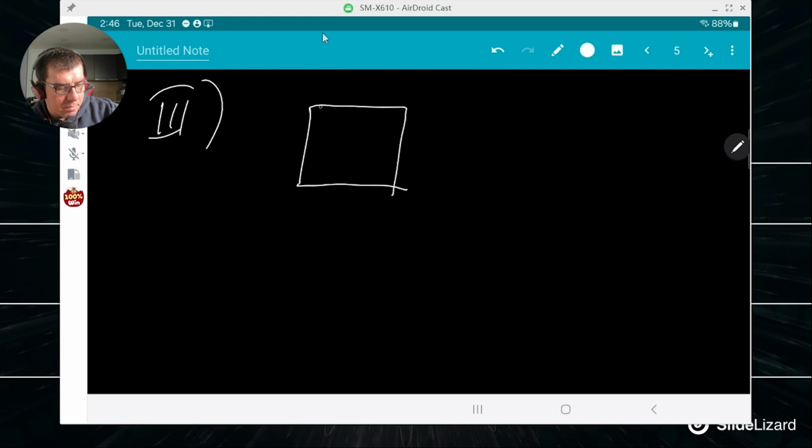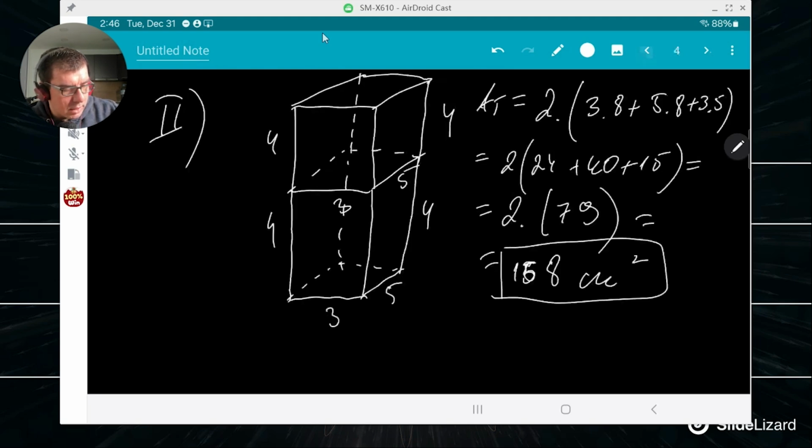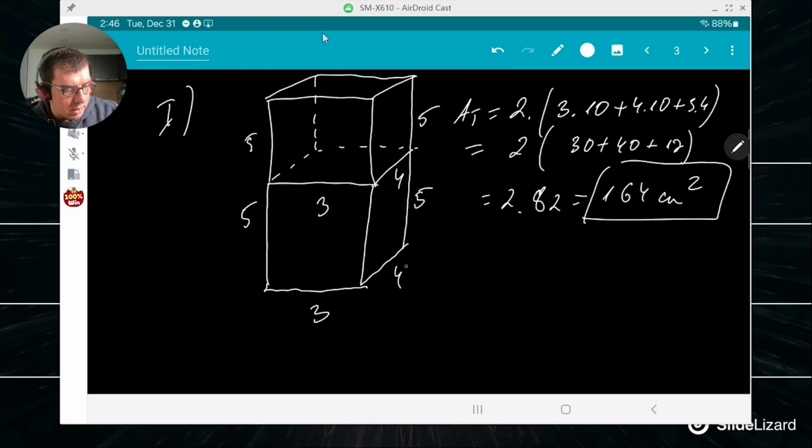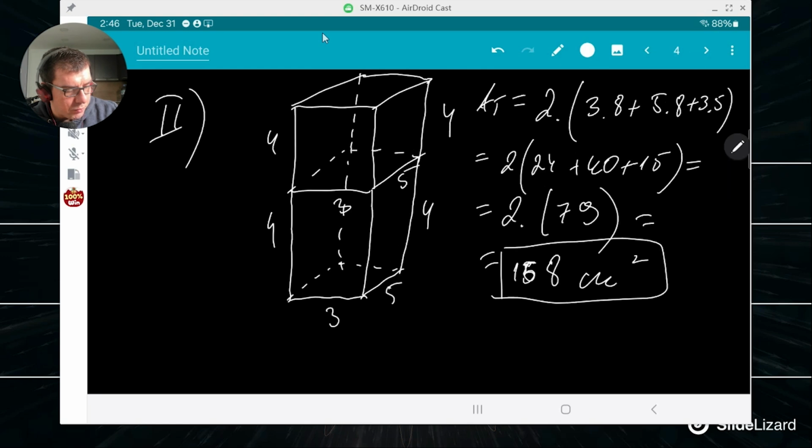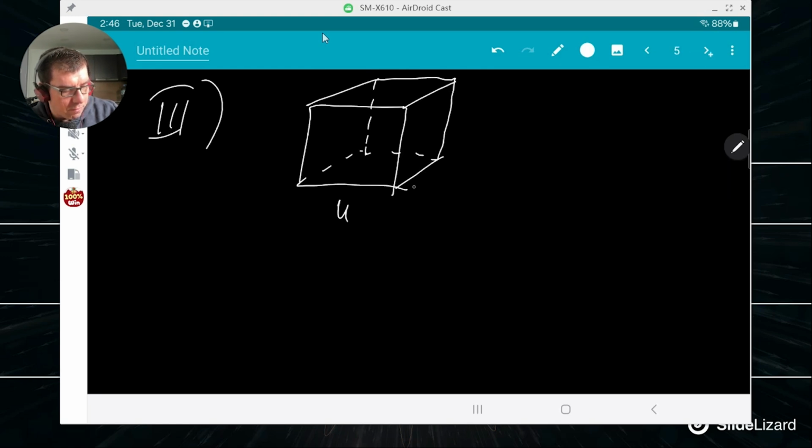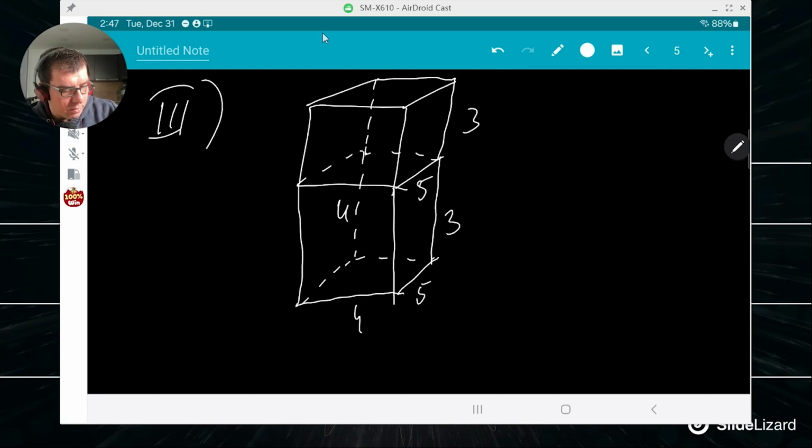Again, make the same sketch. So what is the third case? The first one was 3, 4, 5, now 3, 5, 4, and now 4, 5, 3. 4, 5, 3. This is our third case.